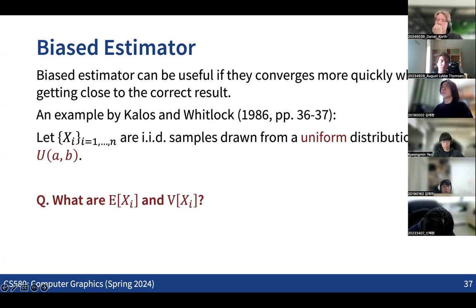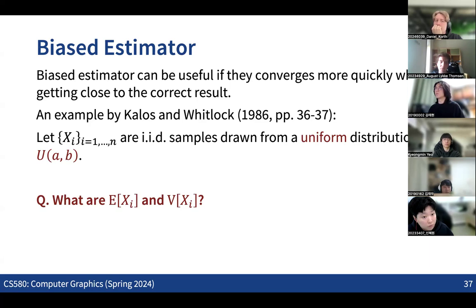So this is the thing. While the biased estimator does not have the expected value matching the true value, the case where it can be more useful is when it converges faster than the unbiased estimator, while still getting close to the correct results. So let me give you an example for this. Let's think about a very simple case.